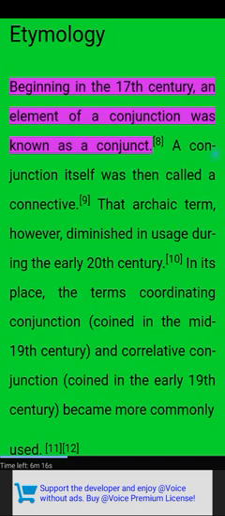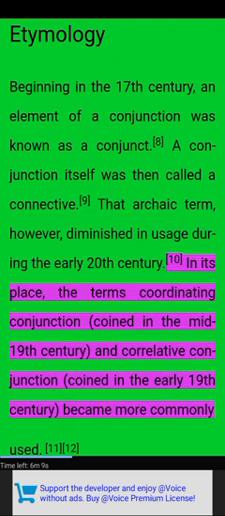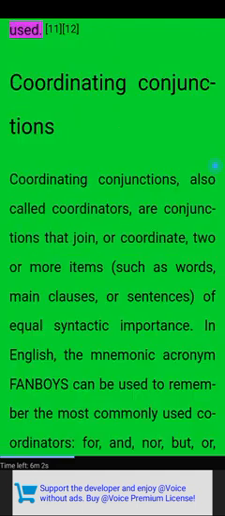Etymology. Beginning in the 17th century, an element of a conjunction was known as a conjunct. A conjunction itself was then called a connective. That archaic term, however, diminished in usage during the early 20th century. In its place, the terms coordinating conjunction, coined in the mid-19th century, and correlative conjunction, coined in the early 19th century, became more commonly used.